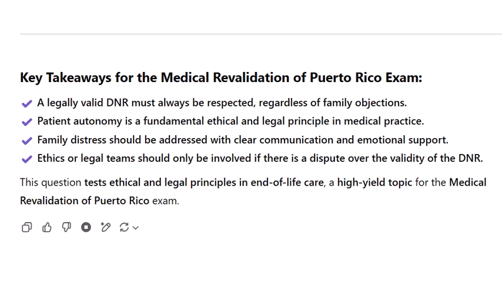This question tests ethical and legal principles in end-of-life care, a high-yield topic for the Medical Revalidation of Puerto Rico exam.